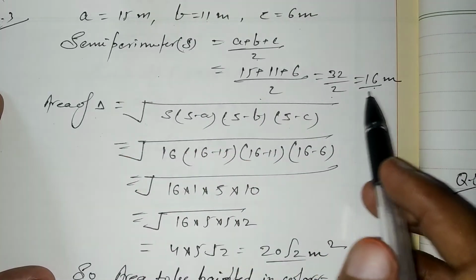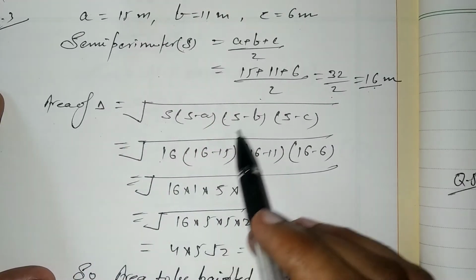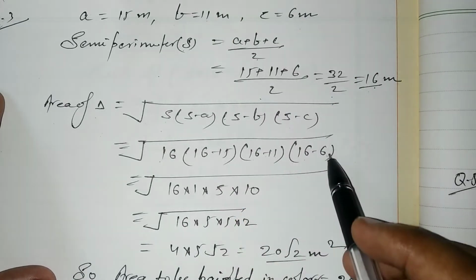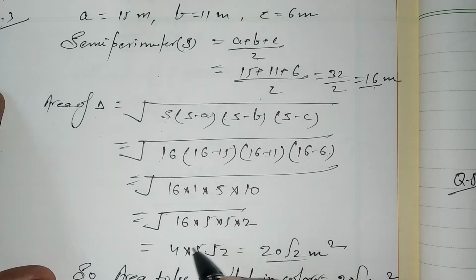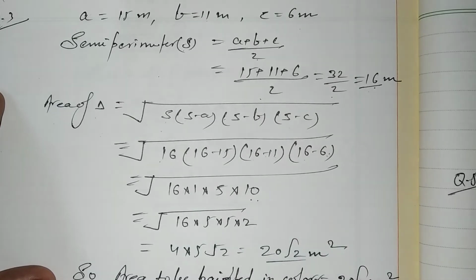Put the value of s, 16, here, and 16 minus a is 15. Similarly 16 minus b is 11. 16 minus c is 6. Simplify it, you will get this. Now you have to factorize it to find the square root in an easy way.